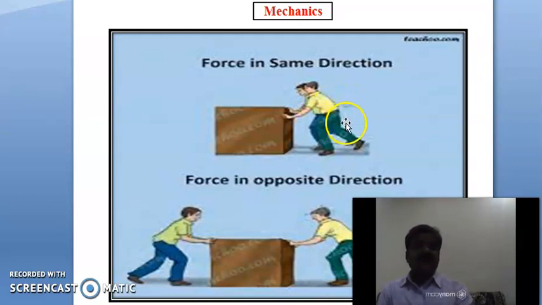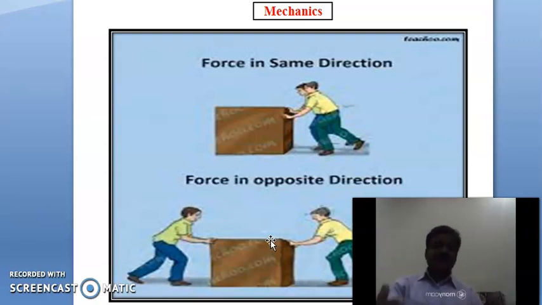force in the same direction, both are applying. Here force in opposite direction, both are applying. Then what happens? Here force is required for what purpose? To change its motion, to change its position. Initially, suppose this is a load at rest. To set this load in motion, they are applying force. So both are in the same direction. So we say this is a force in the same direction.